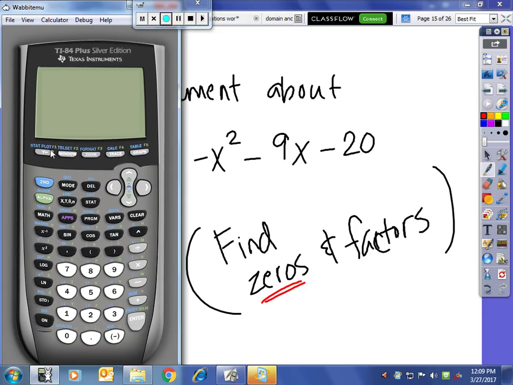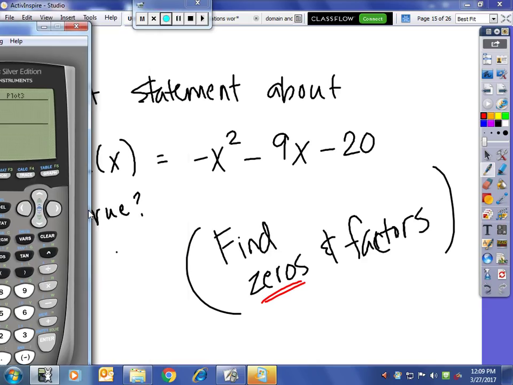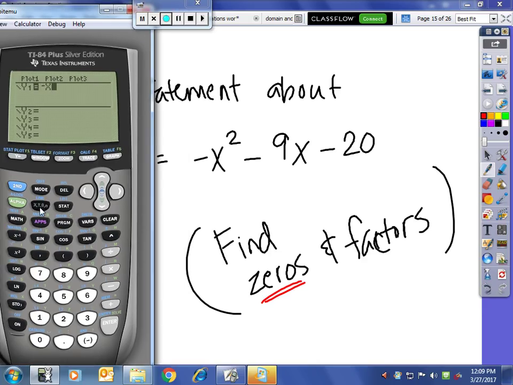Okay, so now let's remind ourselves how we do that. We go to y equals and we put in the function rule. Negative x squared minus 9x minus 20. And then you also have to put in y equals 0. And then you want to calculate where they do what? Intersect. Well, there is a way to just find the zeros, but you've got to give it boundaries, and especially in cases like this, the two zeros are so close together, it'd be really hard to do it that way.